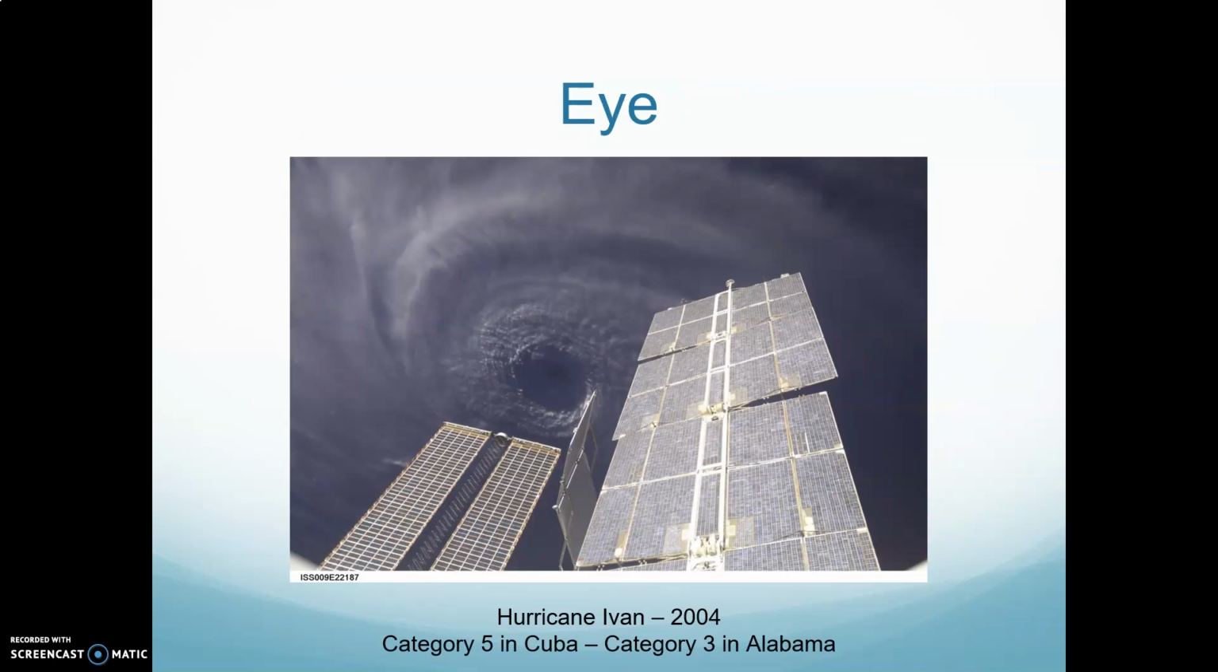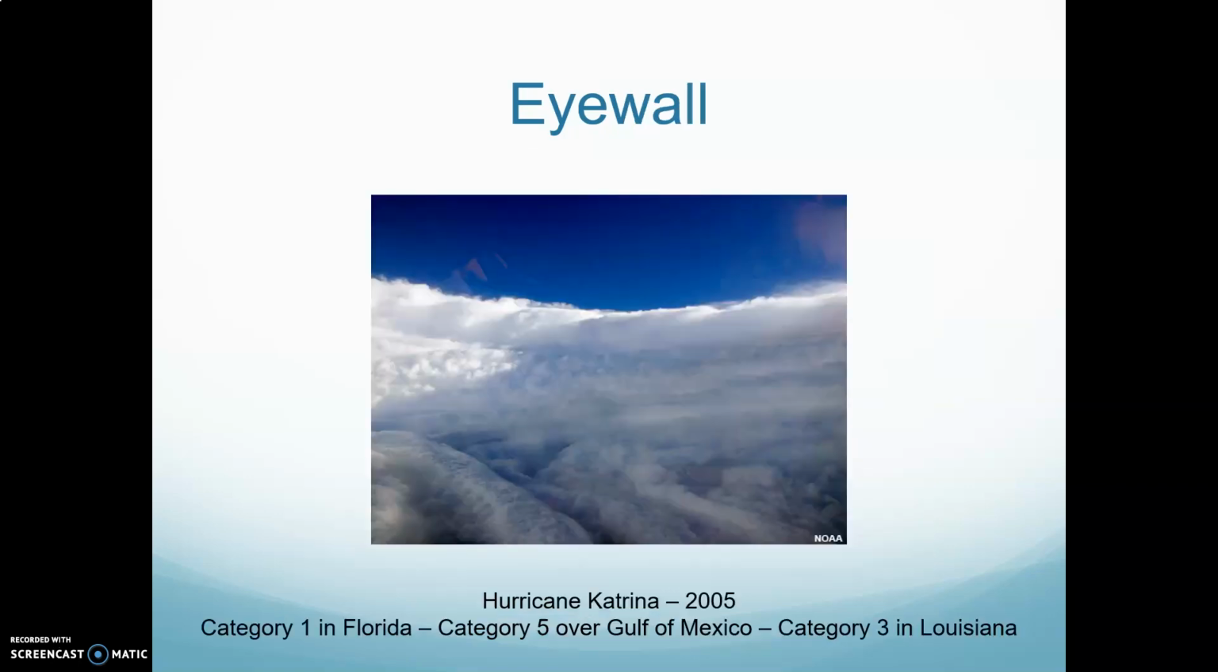Here's the eye of Hurricane Ivan from 2004. What's really cool is that if you looked at a really high detailed image, you would actually be able to see the ocean down there in the center of the eye. Obviously, this is being taken from the International Space Station. And so it's pretty impressive to see the water from space.